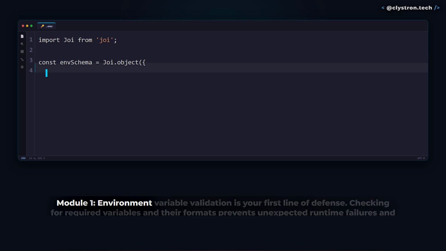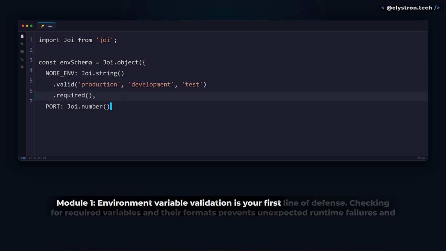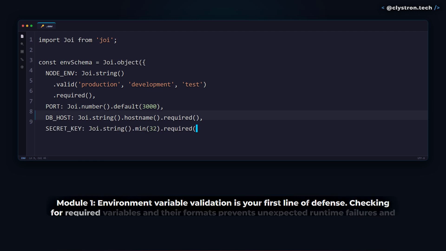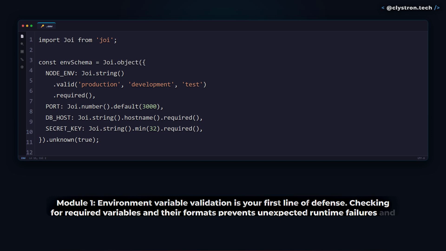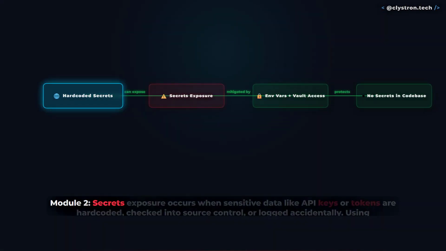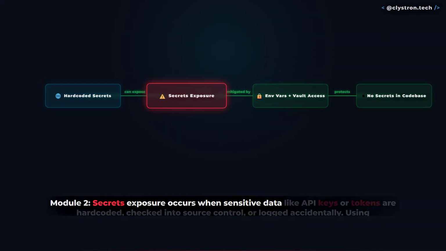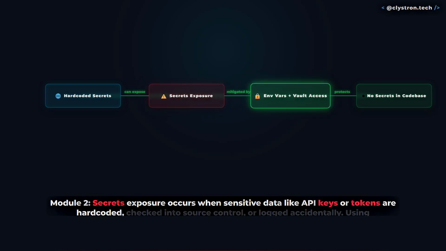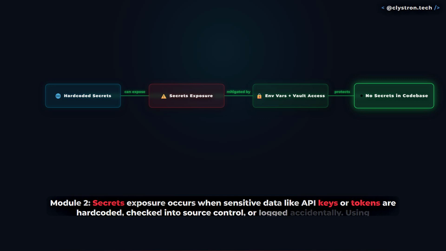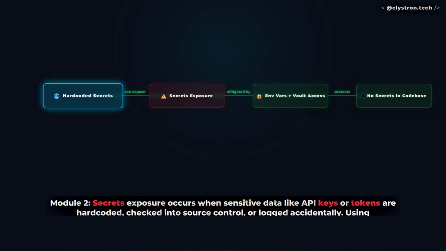Module 1. Environment variable validation is your first line of defense. Checking for required variables and their formats prevents unexpected runtime failures and security holes caused by misconfiguration or missing secrets. Module 2. Secrets exposure occurs when sensitive data like API keys or tokens are hard-coded, checked into source control, or logged accidentally. Using environment variables and secret vaults prevents this risk effectively.